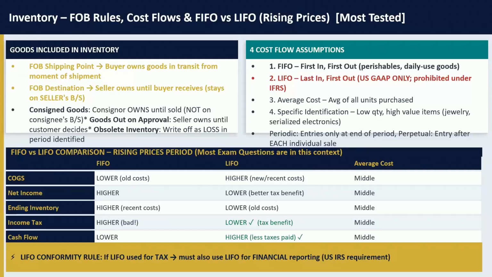There are three main methods. First up, it is about the FOB shipping point. So FOB shipping point.